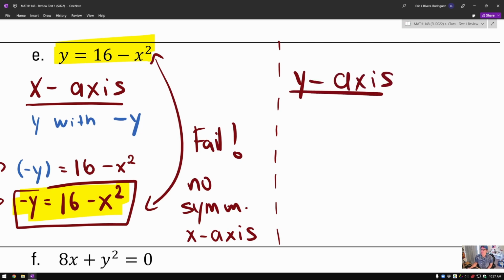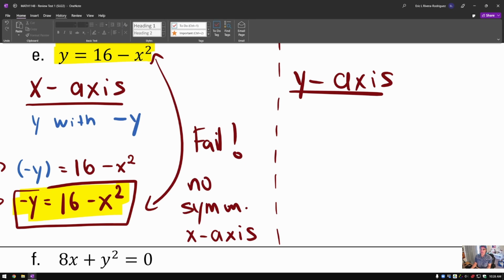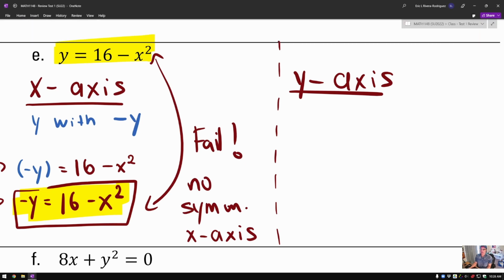All right. So that is for the x-axis. Testing with respect to the y-axis is exactly the same. The only thing that we are going to do is, instead of replacing y with its opposite value, we are going to replace x with its opposite value. So now we are going to focus on the variable x to test for the y-axis symmetry.